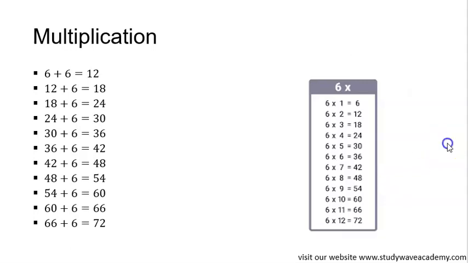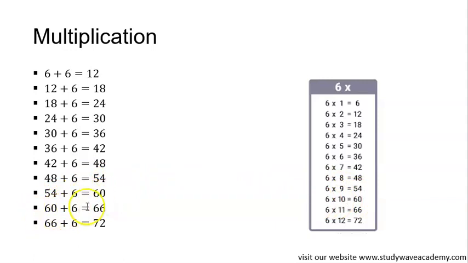You just need to keep on adding 6, 6, 6, 6. Okay, in 6 times table, you just have to add 6. 6 plus 6 is 12. You add 6 to 12. 12 plus 6 is 18 is the next one. When you have 18, you add 6 to 18 is 24. When you have 24, you add 6 is 30. When you have 30, you add 6 is 36. When you have 36, you add 6 is 42. When you have 42, you add 6 is 48. When you have 48, you add 6 is 54. When you have 54, you add 6 is 60.